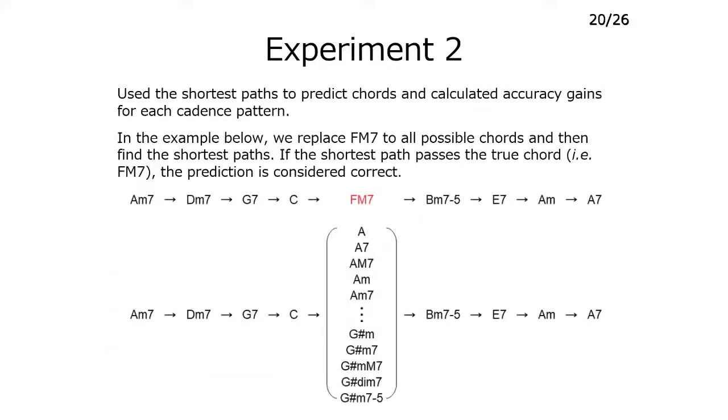We used just the corpus and the 9-chord sliding window again, but this time we replaced the chord at the middle of each window with all possible chord candidates, then tested how frequently the shortest path passed through the chord, and we observed how this frequency changed depending on which cadence pattern we used.